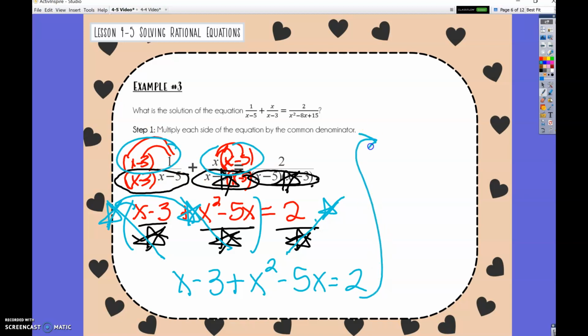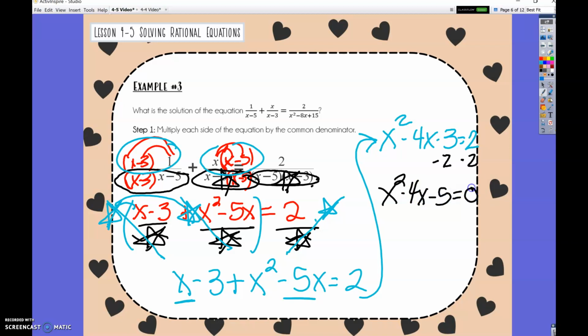So I'll move up here. We've got x squared. I'm going to write that x squared first because it's the highest power. Then I'm going to combine my x's. I've got an x right here, take away 5x. That'll be minus 4x. And then I have the subtract 3. That all equals 2. This one's a little different, especially because you have the x squared. In this case, whenever you have an x squared, you want to get everything to the same side. So I'm going to subtract 2 from both sides. And that gives me x squared minus 4x minus 5 equals 0.